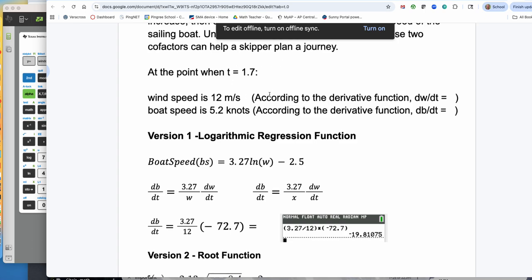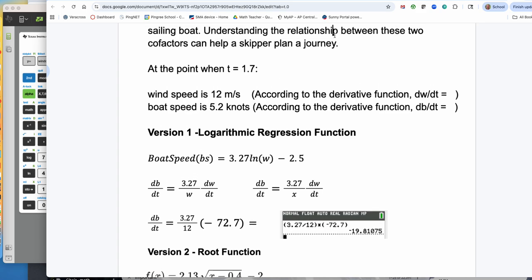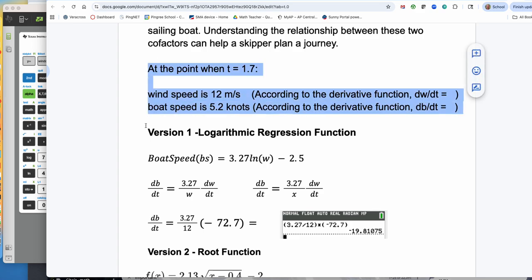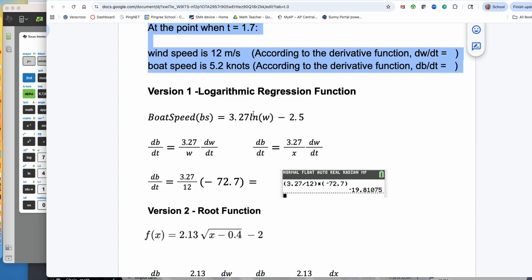So that's like my snapshot data. All of this information here is like my snapshot data. Okay, so then to find the related rates, I go to my regression formula, and then I just take the derivative with respect to time, just like we've done in other related rates problems.